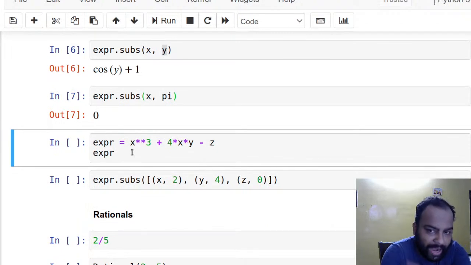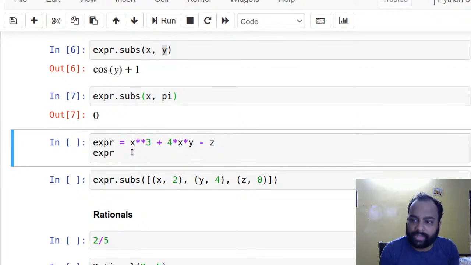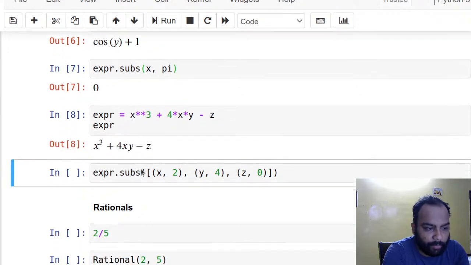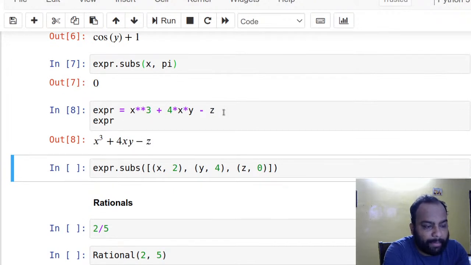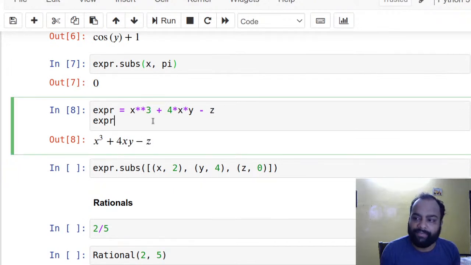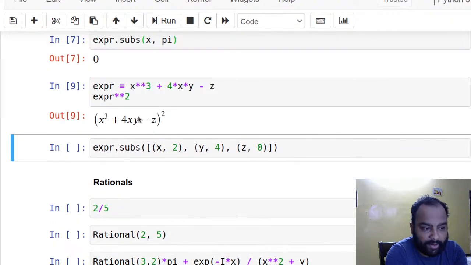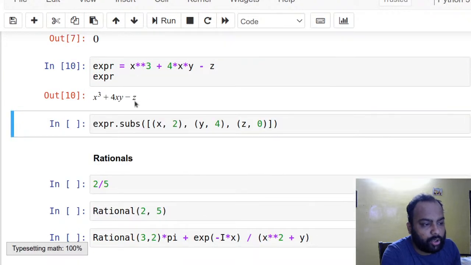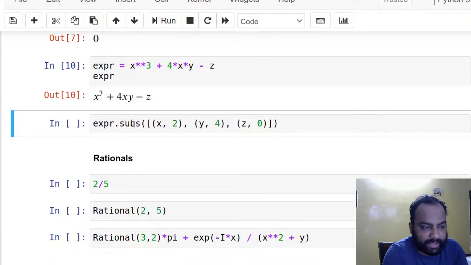Okay. Now let's look at this substitution. So right off the bat, what we are showing you is that whenever we are doing symbolic computations, we also have the ability to do numerical computations, right? So here is another expression for you: x cubed plus 4xy minus z. If I want to leave it as an expression, I can. Just to show you, if I want to square this expression, this is the square. But if I want to evaluate this expression at a point, I can also do that by using the subs method.